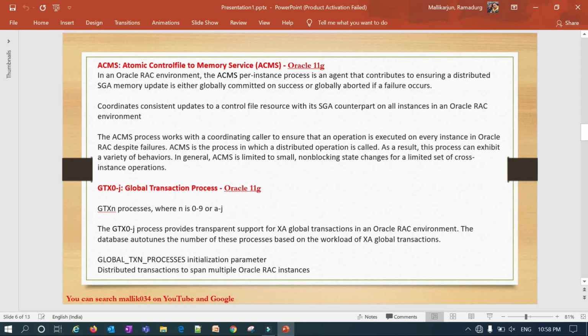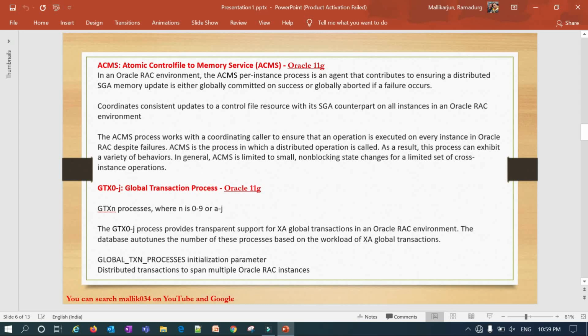In an Oracle RAC environment, the ACMS per-instance process is an agent that contributes to ensuring a distributed SGA memory update is either globally committed on success or globally aborted if it fails, right? So in simple words, if there is a consistent update from multiple instances in my RAC or my clusterware, this ACMS comes into the picture to handle that particular update to my control file. So that's about ACMS.